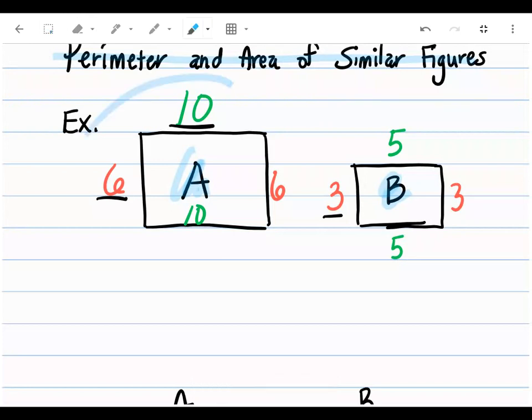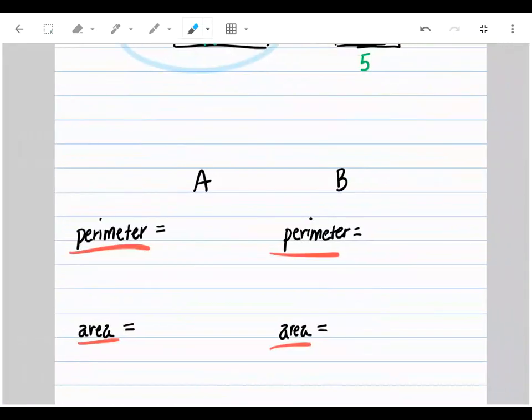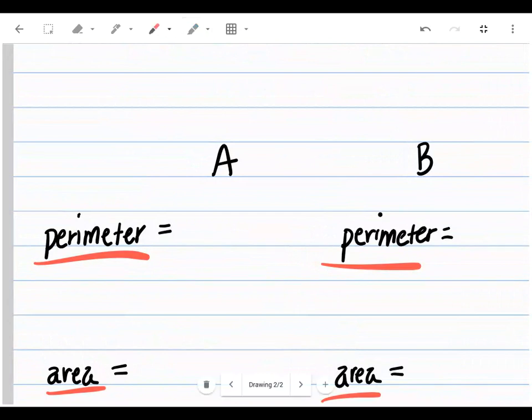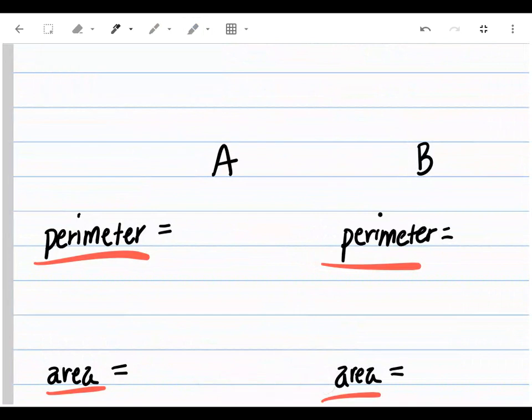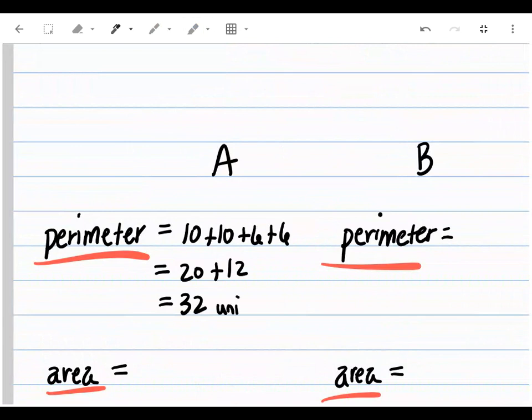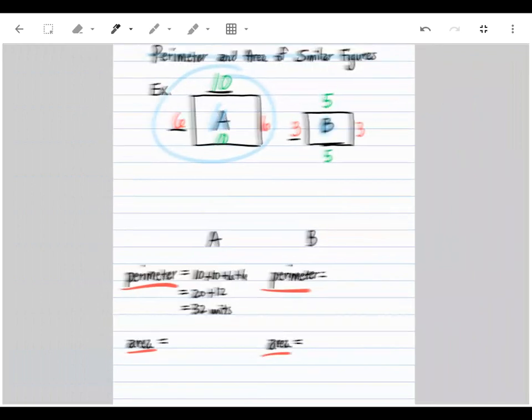And again, I'm looking right over here at rectangle A. We have 6, 6, 10, and 10. So down here for the perimeter on A, I like to add the 10s first. I'm going to do 10 plus 10 plus 6 plus 6. And that'll give me 20 plus 12, which is 32. So 32 units. We don't know if it's inches, centimeters, or whatever, so we're going to say units. All right, that's the perimeter for A.